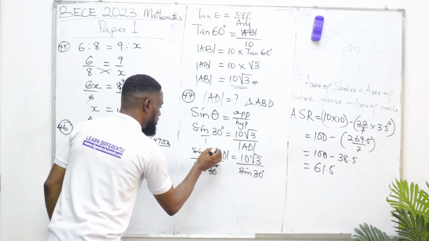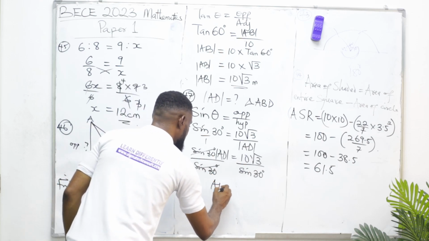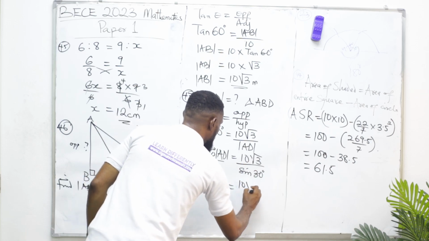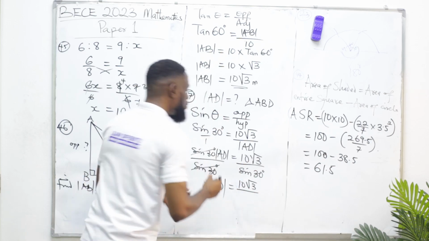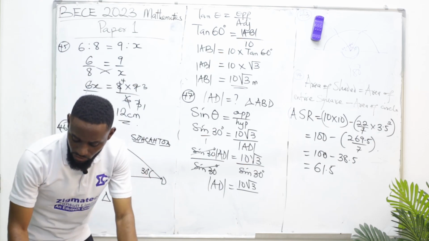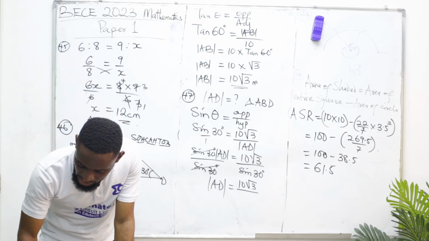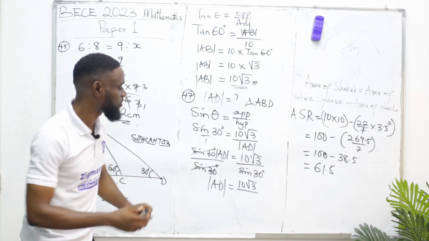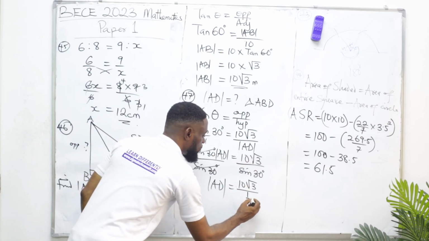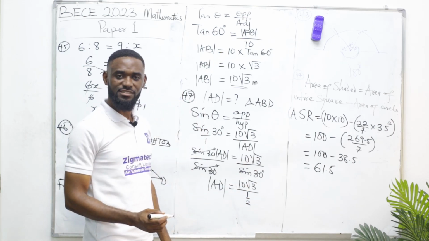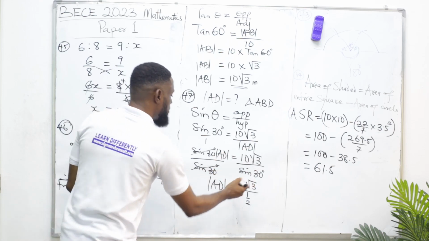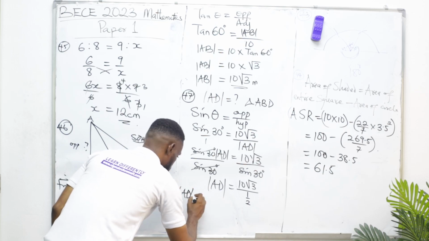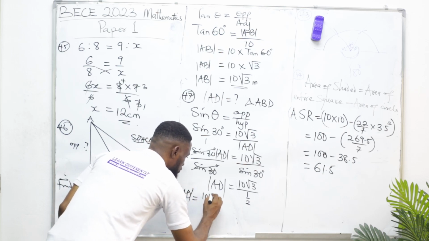So we have AD equal to 10 root 3 over sine 30 degrees. What is sine 30 degrees? We look at our calculator and punch sine 30 degrees. We punch that, it gives us 1 over 2. You see that? All right, but now this is what we do. Let's have our AD to be equal to 10 root 3.